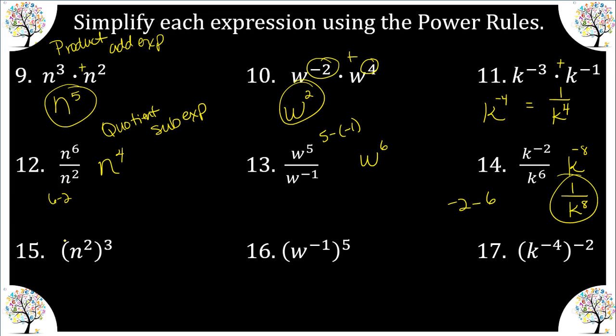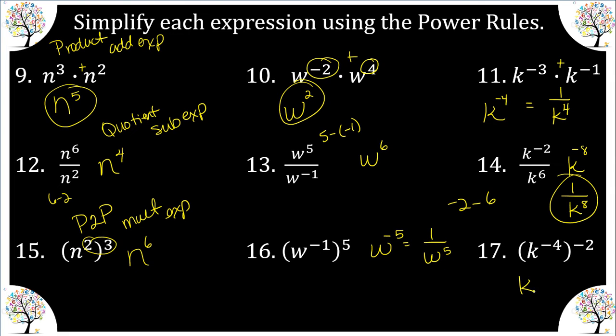Number 15, we have power to a power, so we are going to multiply. So a power to a power, we multiply exponents. So we're going to have 2 times 3. So we have n to the 6th. Number 16, we have w to the negative 5, and we reciprocate that to 1 over w to the 5. And 17, we have k to the positive 8.